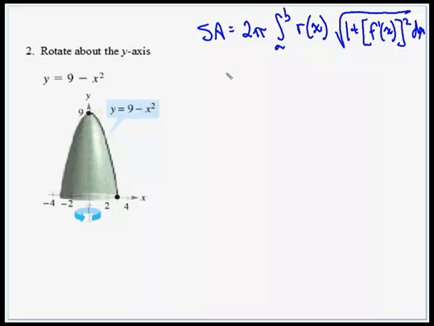So let's plug in our numbers. 2 pi. On the x-axis, we are integrating from 0 to 3, so lower limit 0, upper limit 3. r of x, the distance from the axis of rotation. So how far away are we from our axis of rotation? Our axis of rotation is the y-axis. And in terms of x, how far away are we from the y-axis? Well, that's just our x-coordinate. So r of x in this example is just going to be x.